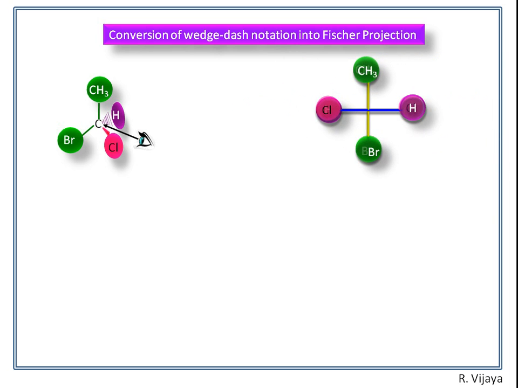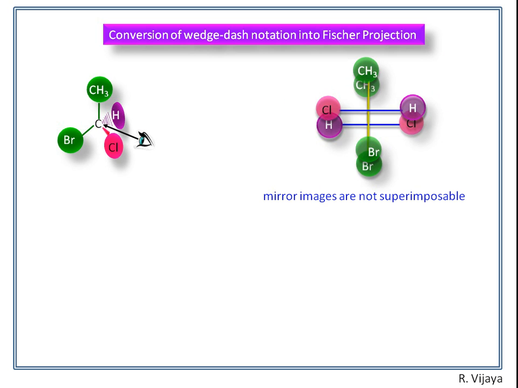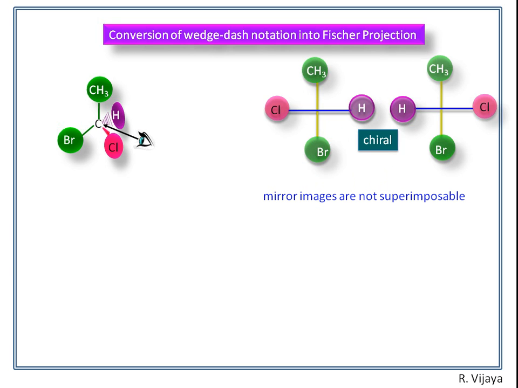Here the 2 molecules are non-superimposable, that is, mirror images are non-superimposable. This type of molecule is known as a chiral molecule. The chiral carbon atom is represented by an asterisk. These 2 are said to be enantiomers.